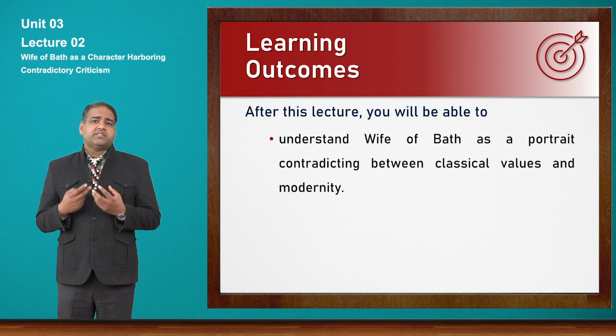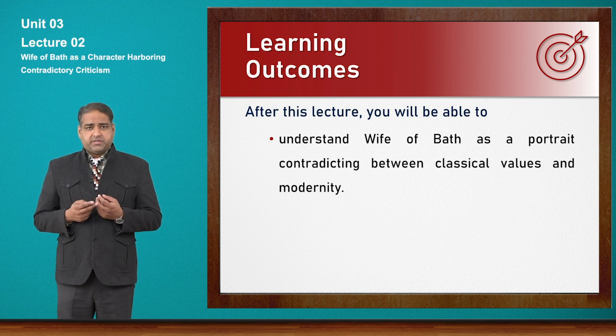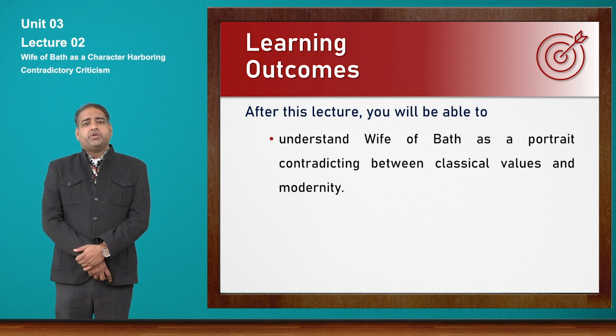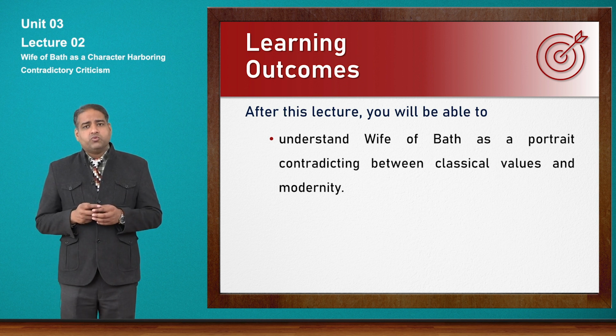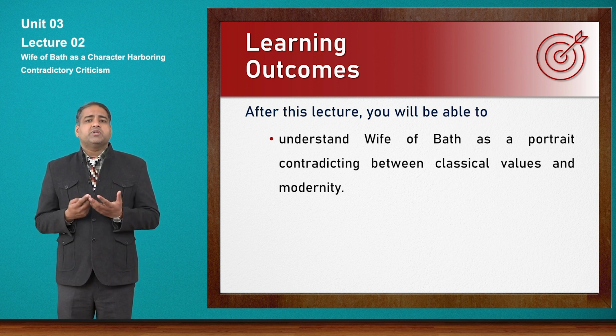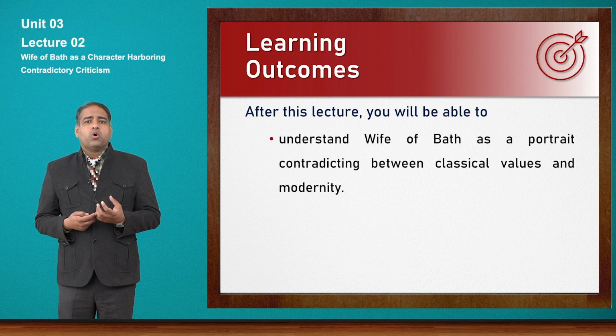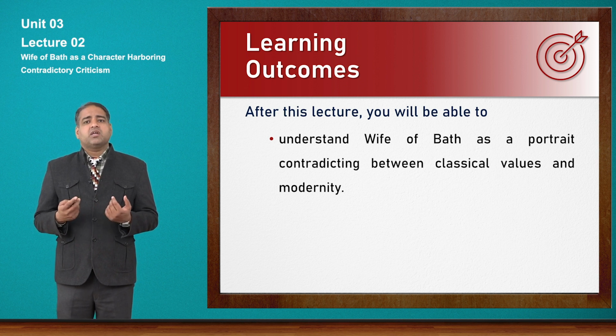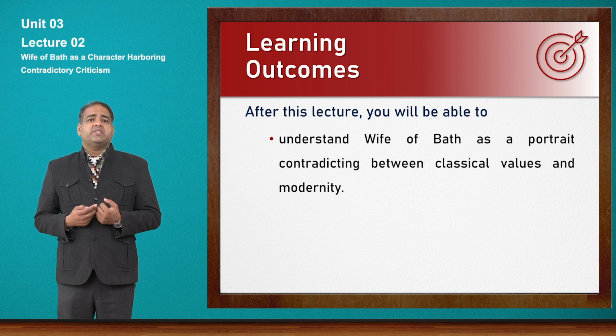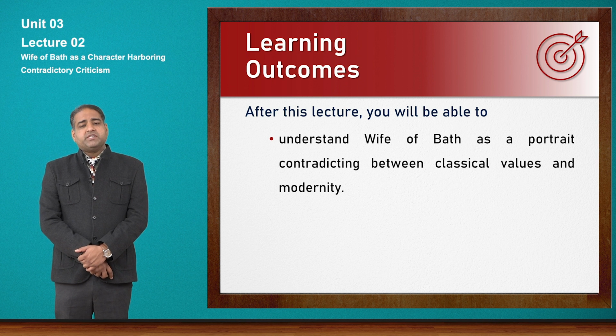You would be able to understand the Wife of Bath as a portrait contradicting between classical values and modernity. What are the classical values which are imposed on human society, on males and females, and how modernity is shattering all those classical chains, classical restrictions, classical values. And there is a contradiction happening between the classical values and modernity, visible in the appearance, in the body language, in the behavior of the Wife of Bath.